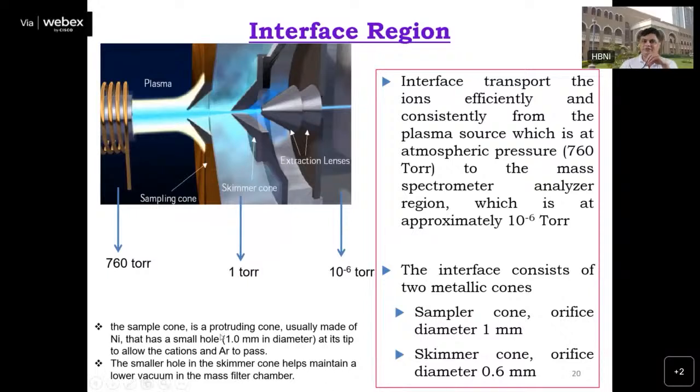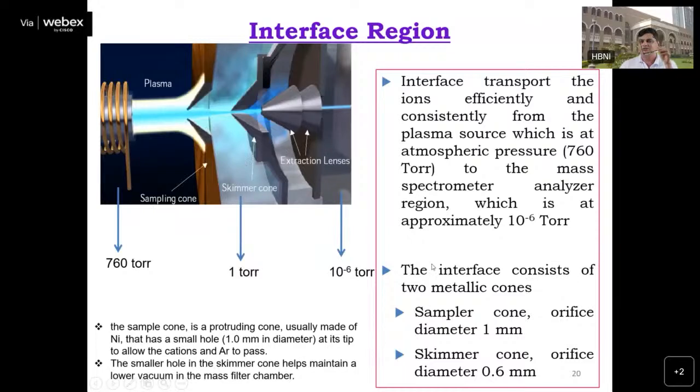So this is the interface where we bring from the atmospheric space to the vacuum one. This interface transports the ions efficiently and consistently from the plasma source, which is at atmospheric pressure, to the mass spectrometer that is at about 10 to the minus 6 torr. So what is that interface?